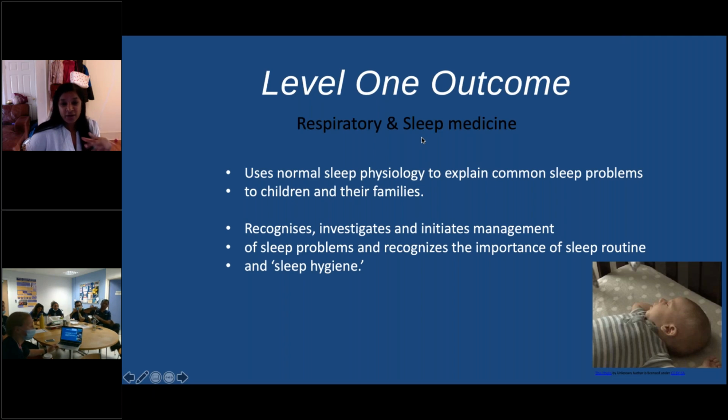So your level 1 outcomes are you need to be able to use normal sleep physiology to explain common sleep problems to children and their families. You need to be able to recognise, investigate and initiate management of sleep problems and recognise the importance of sleep routine and sleep hygiene. Next slide.